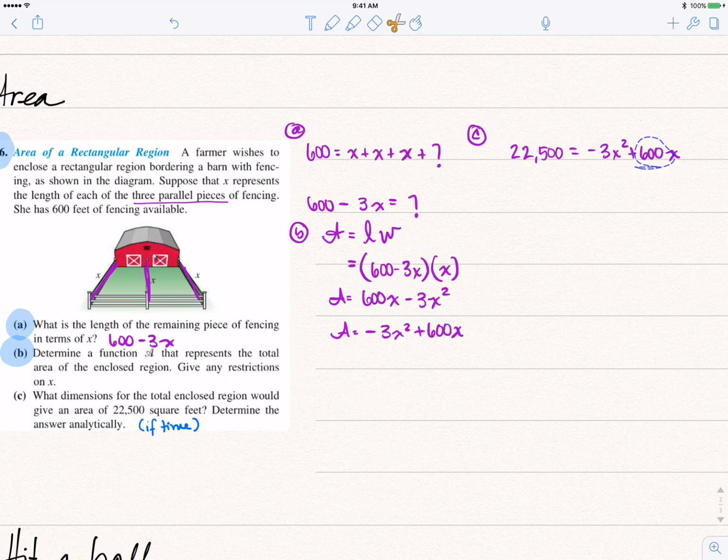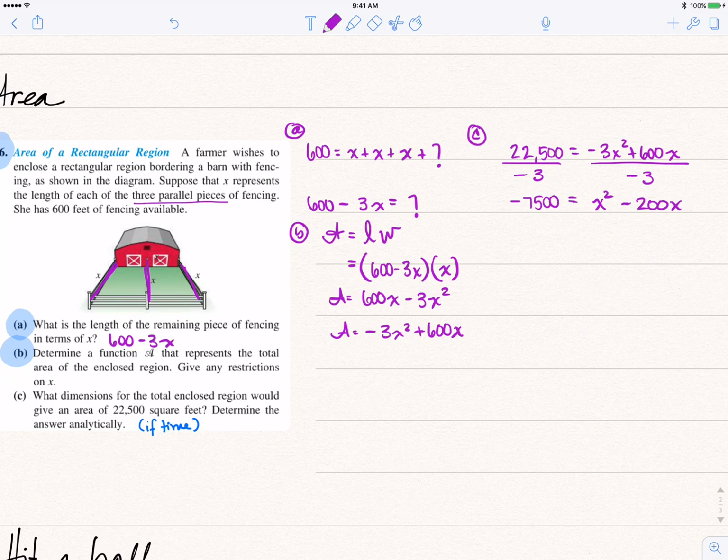I do notice as I look at this that all three terms are divisible by 3. So I'm going to divide on both sides by my GCF, which I'm going to use a negative 3 here so that my x squared will become positive, and it'll make my life a little bit easier. So if I take the 22,500 and divide by a negative 3, that'll give me a negative 7,500. If I take the negative 3x squared and divide by negative 3, that's going to give me a plain old positive x squared. And if I take the 600x and divide by -3, that'll give me a -200x. At least those numbers are a little bit more manageable to work with.